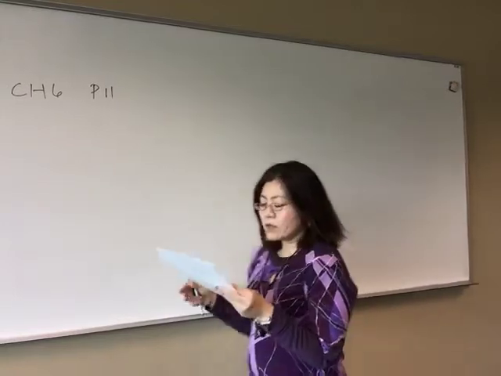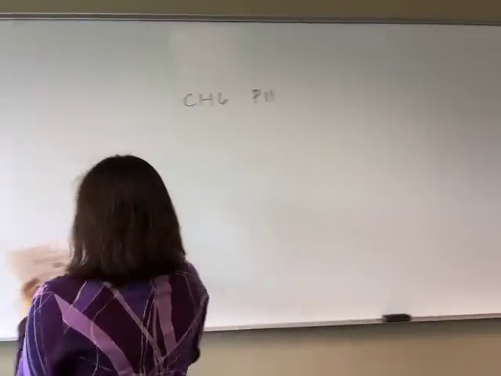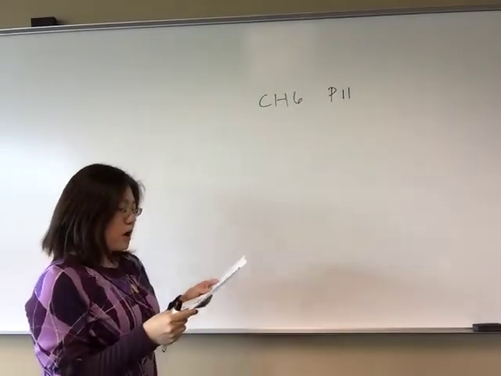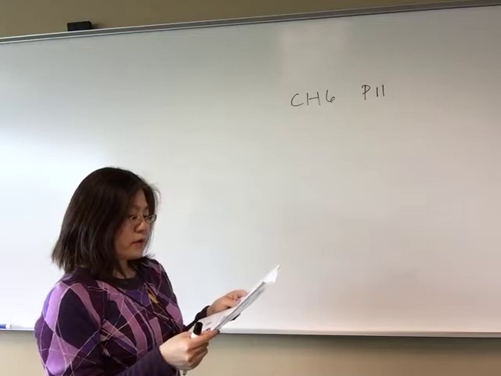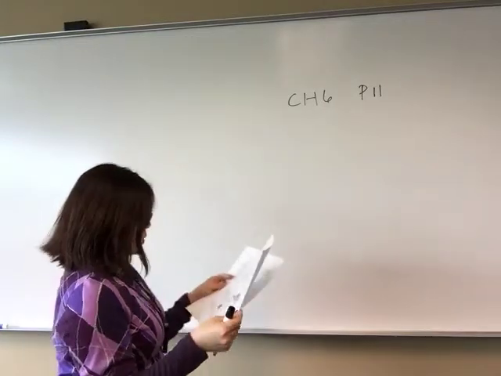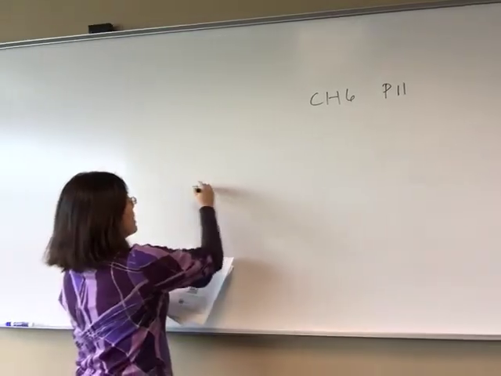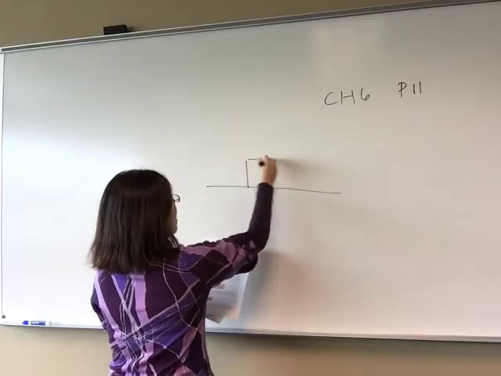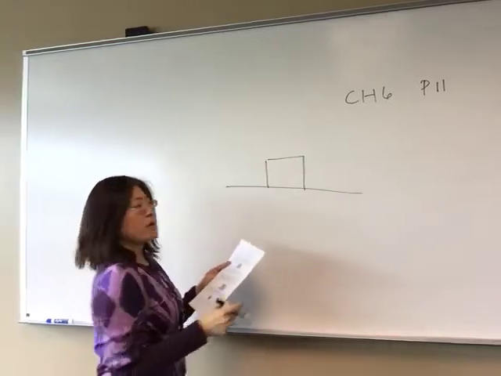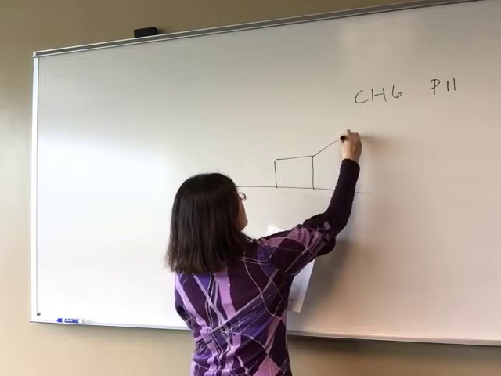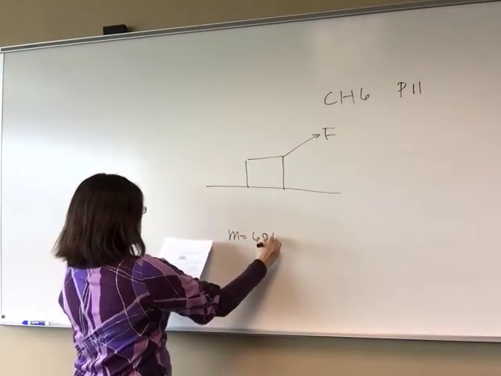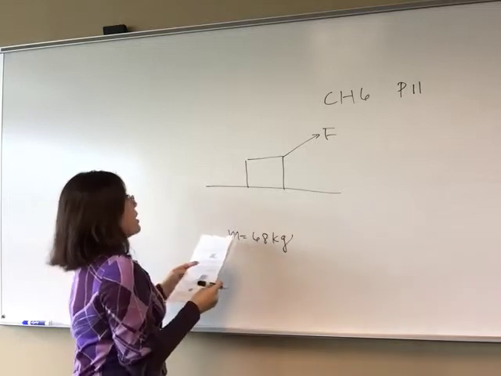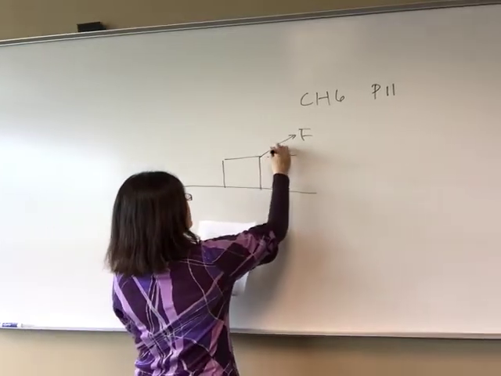All right, problem 11. A 68 kg crate is dragged across the floor by pulling on a rope attached to the crate and inclined 15 degrees above the horizontal. So the diagram again is you have a crate on the floor and the force now is in this direction. Okay, and the mass of the crate is 68 kilogram. And the angle here is 15 degrees.